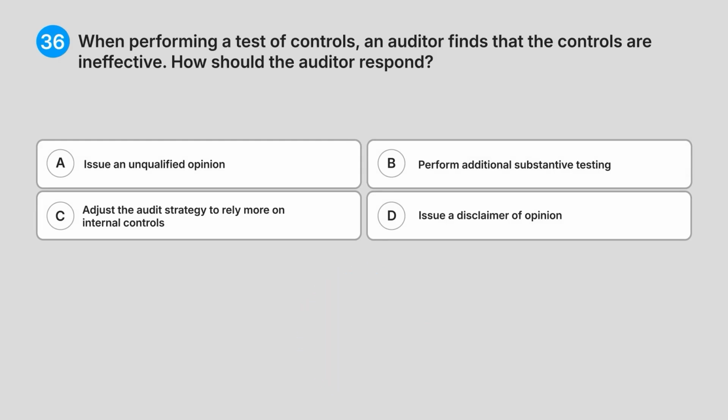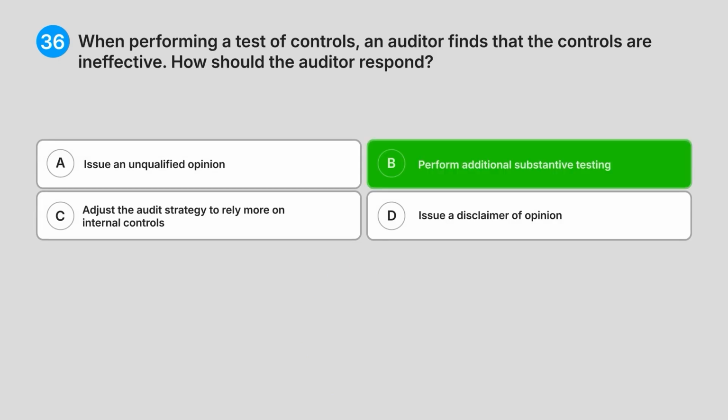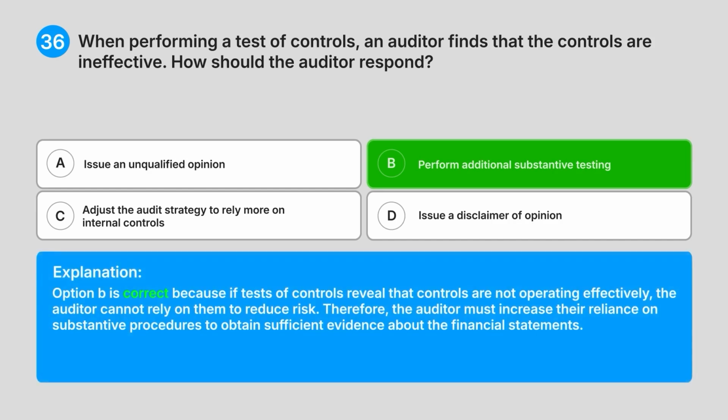Correct answer, B. Perform additional substantive testing. Explanation: option B is correct because if tests of controls reveal that controls are not operating effectively, the auditor cannot rely on them to reduce risk. Therefore, the auditor must increase their reliance on substantive procedures to obtain sufficient evidence about the financial statements.